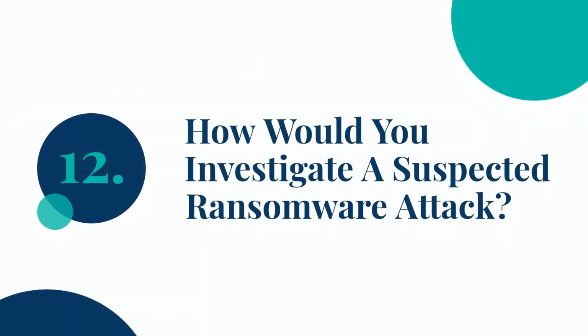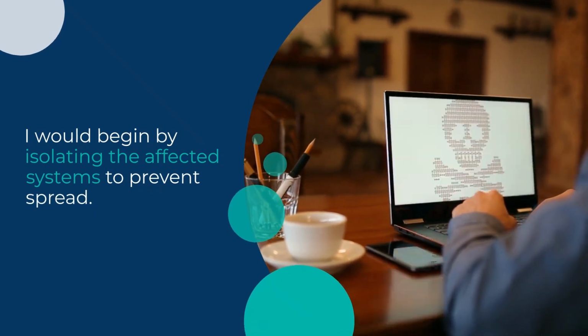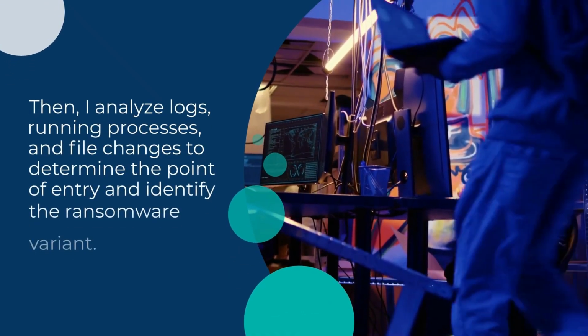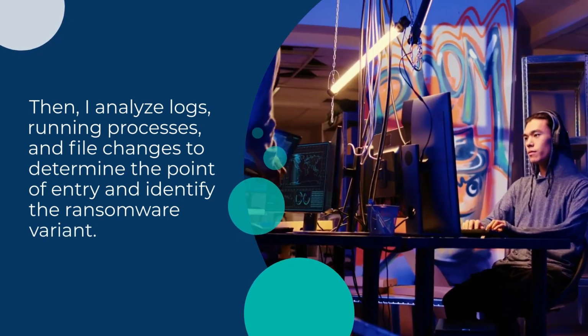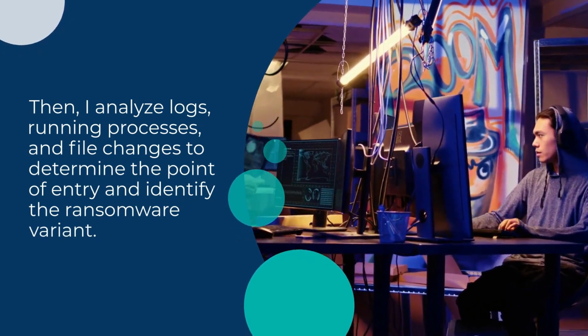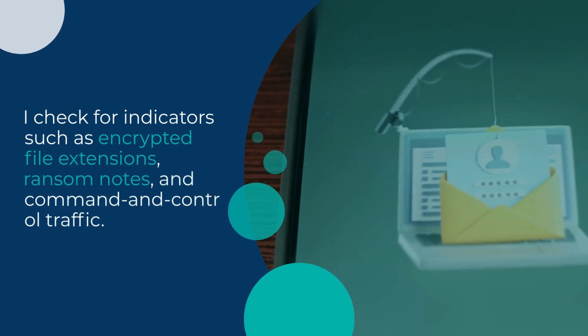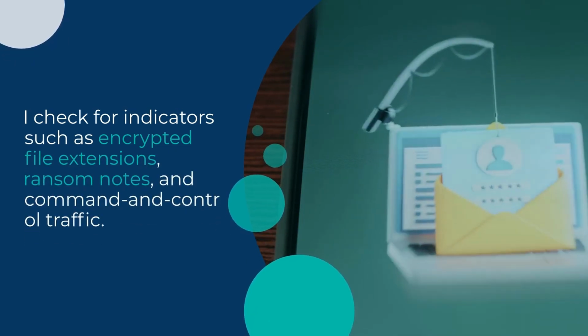12. How would you investigate a suspected ransomware attack? I would begin by isolating the affected systems to prevent spread. Then, I analyze logs, running processes, and file changes to determine the point of entry and identify the ransomware variant. I check for indicators such as encrypted file extensions, ransom notes, and command and control traffic.